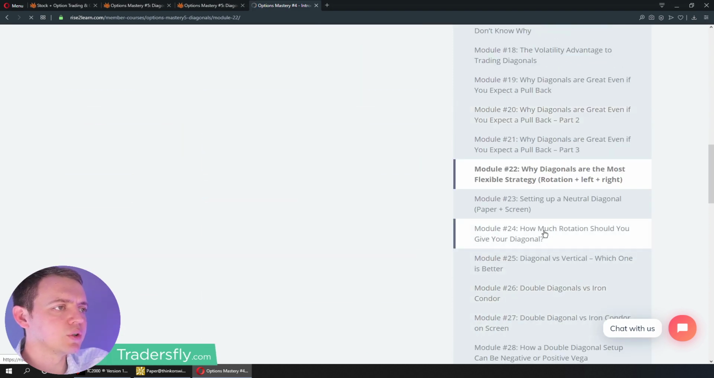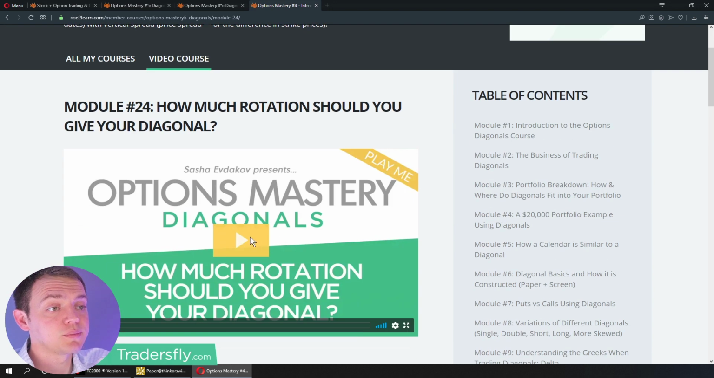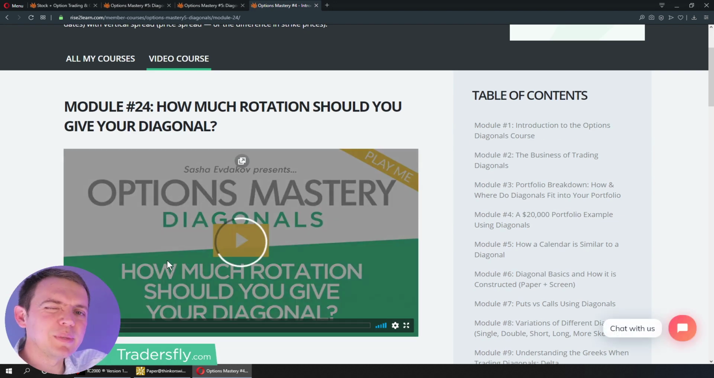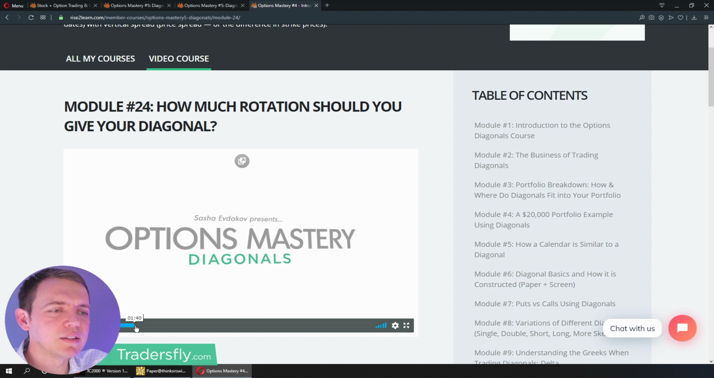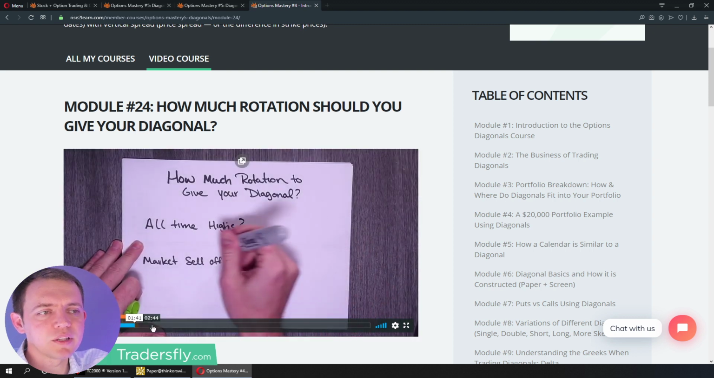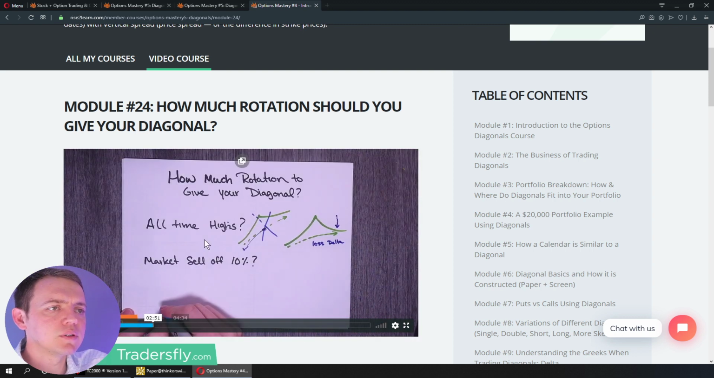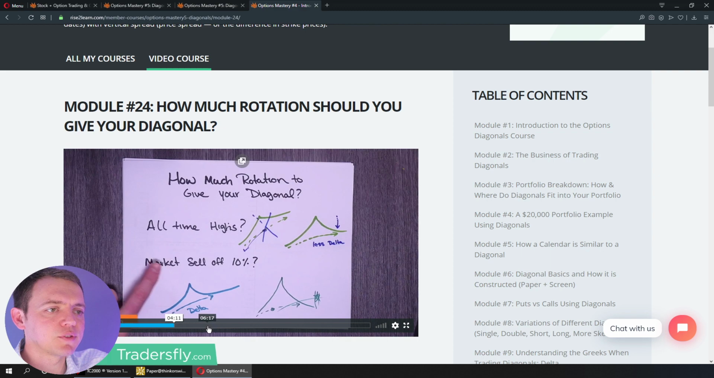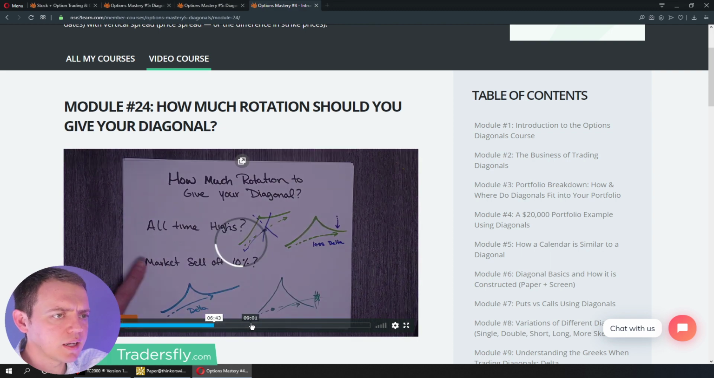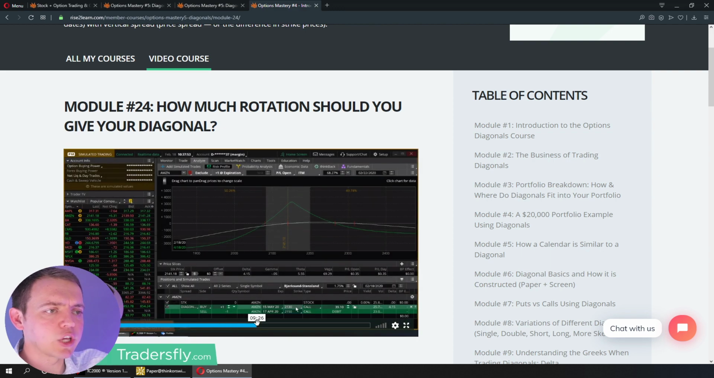How much rotation should you give? That's another question people really wonder. Well, should I really be extremely bullish? Should I be less bullish? Do I want to be a little more careful? And we talk about, are we at all-time highs? Has the market sold off? We'll talk about different types of rotations and how rotated it should be, and then looking at the trading panel as well.